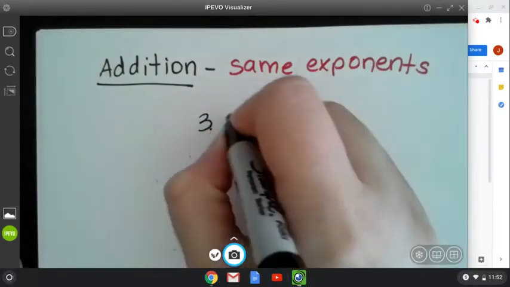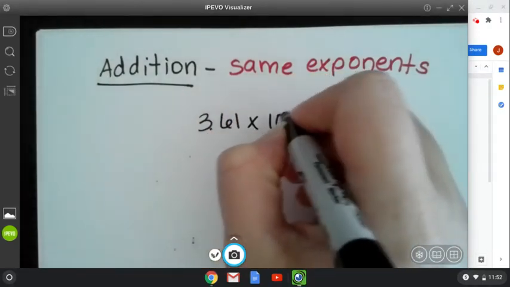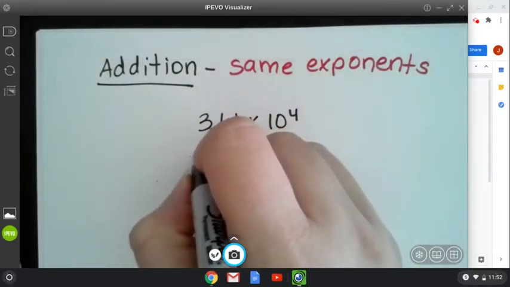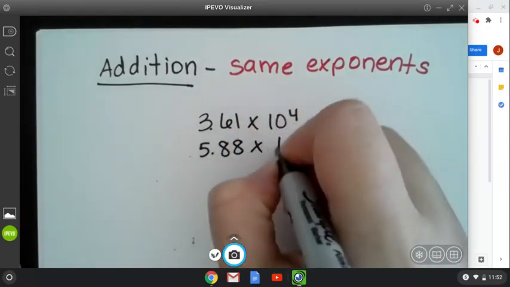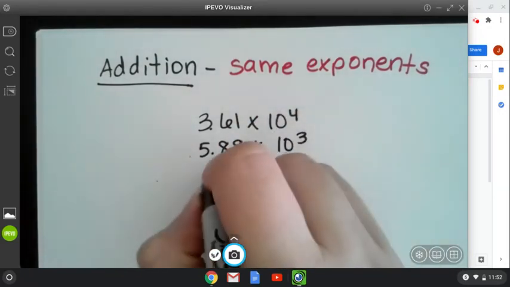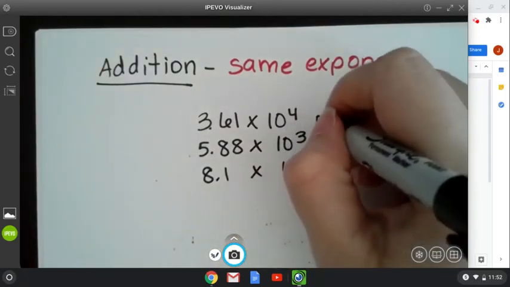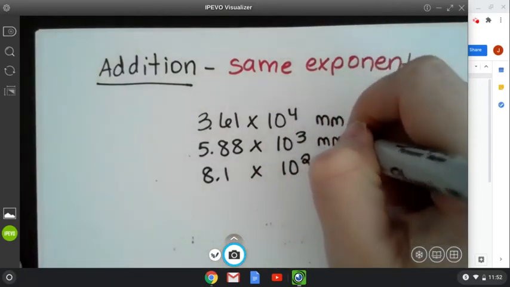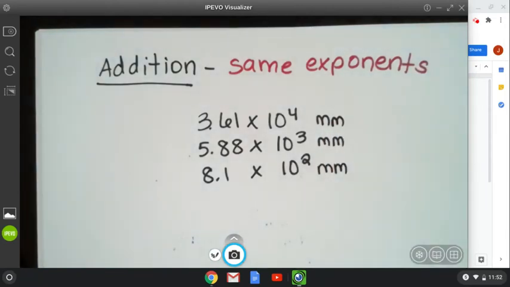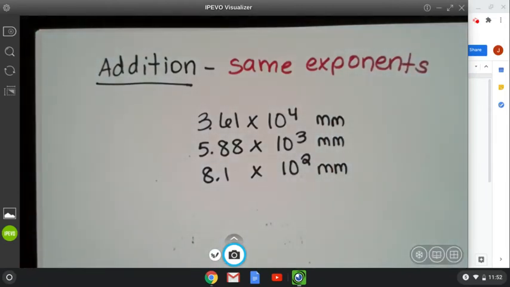So I need to write out my givens. I have 3.61 times 10 to the fourth, 5.88 times 10 to the third, and 8.1 times 10 to the second. And I want to keep my units because you need to get into the habit. Any problem that we do, you must have your units.